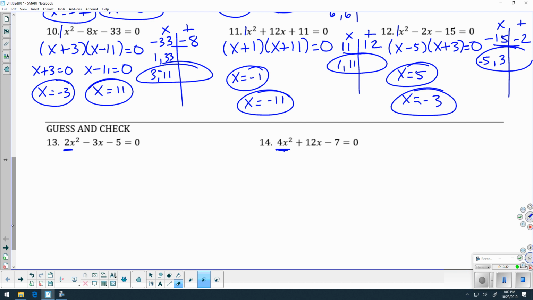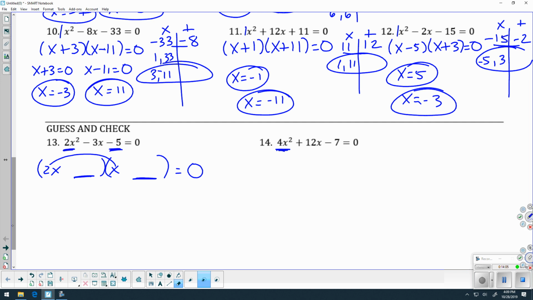But here's how I do guess and check. It is going to be 2 sets of parentheses again. And to start it off, if I'm talking about 2x squared, it's got to be a 2x and a 1x. That's the only way. If you remultiply these back together, that's the only way that you get 2x squared, is 2x times 1x. To fill out the rest of the parentheses, these last two numbers have to multiply to be negative 5. They don't have to add to be negative 3. They just simply have to multiply to be negative 5.